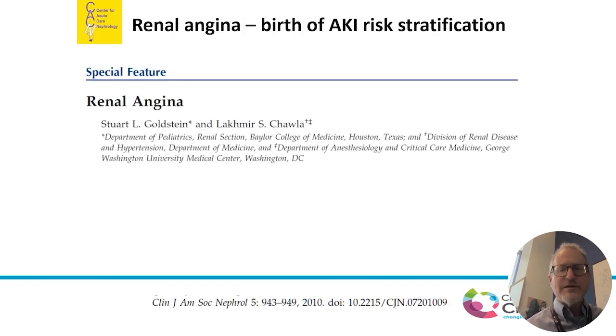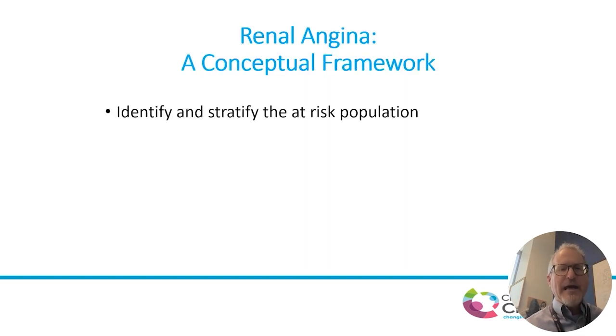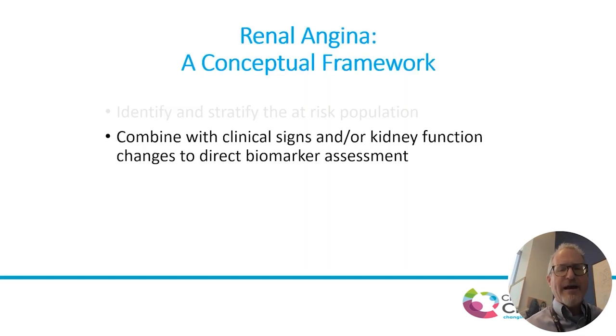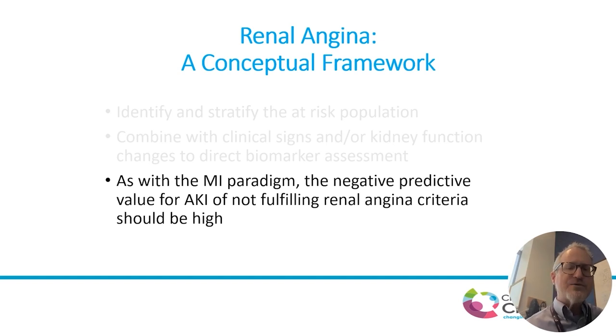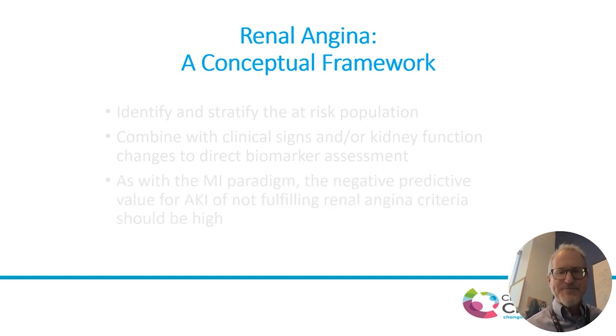Well, my friend Ming Chella and I came up with this concept of renal angina, modeling it after cardiac angina. And what we wanted to do is identify and stratify the at-risk population, combine this with clinical signs and/or kidney function changes to direct biomarker assessment. And as with the acute coronary syndrome or myocardial ischemia paradigm, the negative predictive value for AKI of not fulfilling renal angina should be high. We want to help the intensivists rule out patients who are not at risk and not get the biomarker in those patients, but only get the biomarker in patients who are at risk.